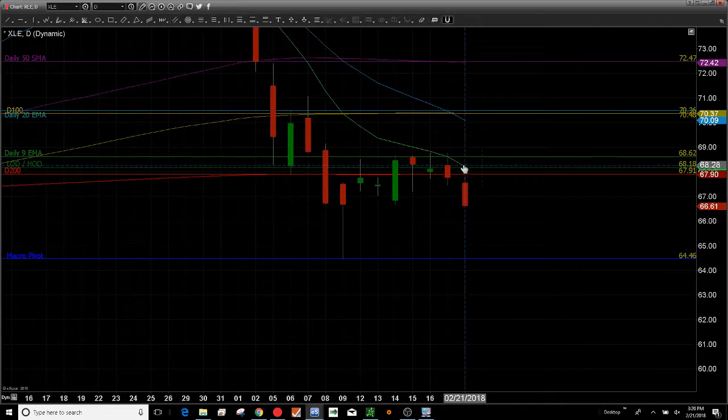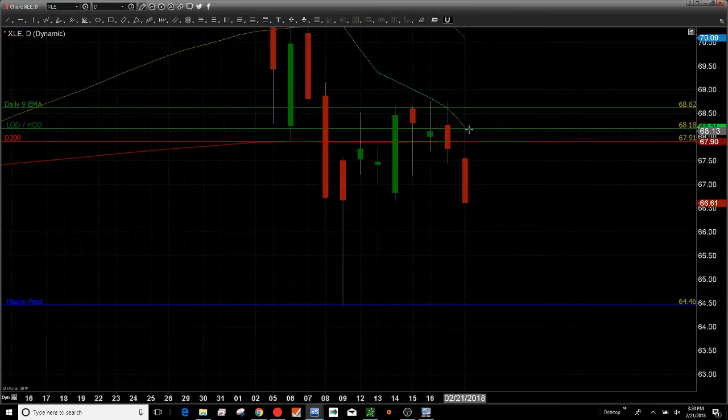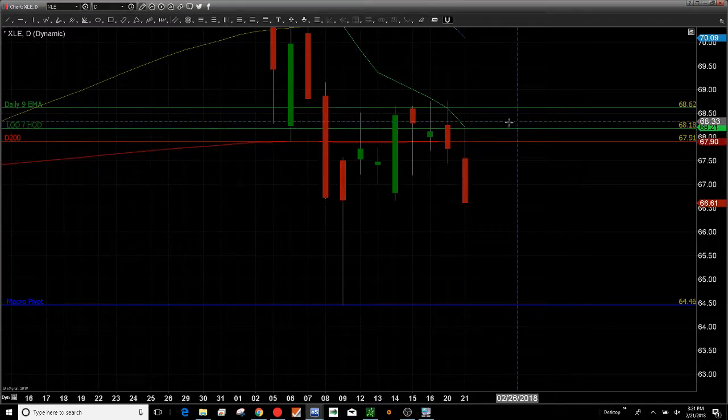I really should have taken it up here though. Oh man, I should have taken it up here. And you can see it went all the way up to the 9 EMA perfectly here, which is that high of day, and then rejected.